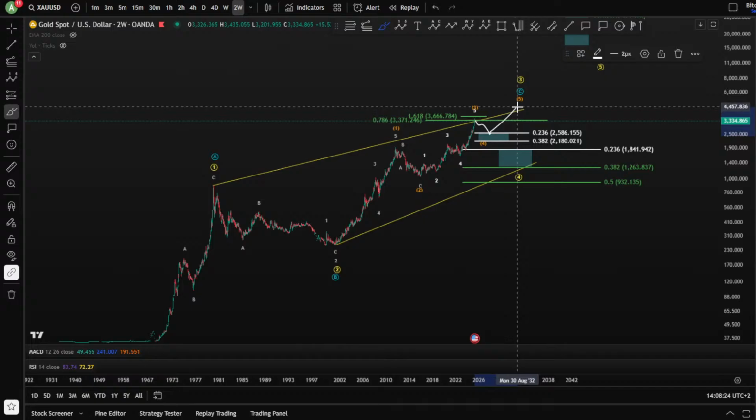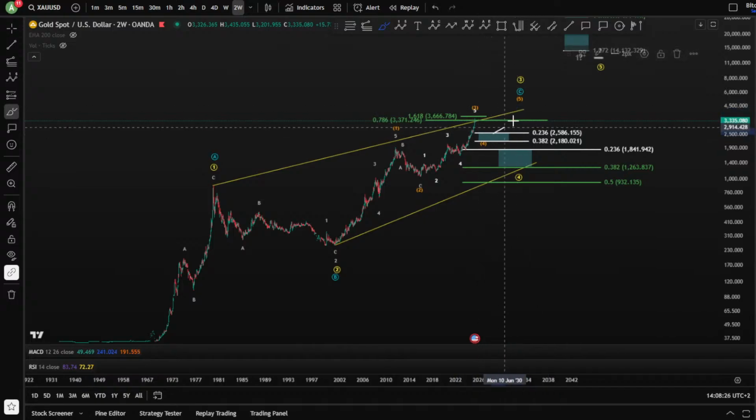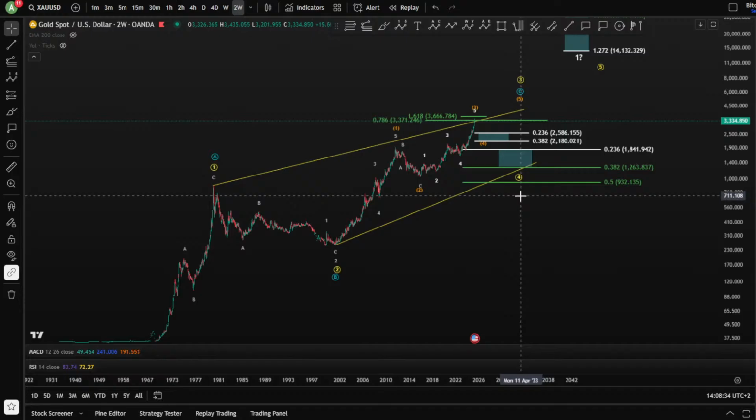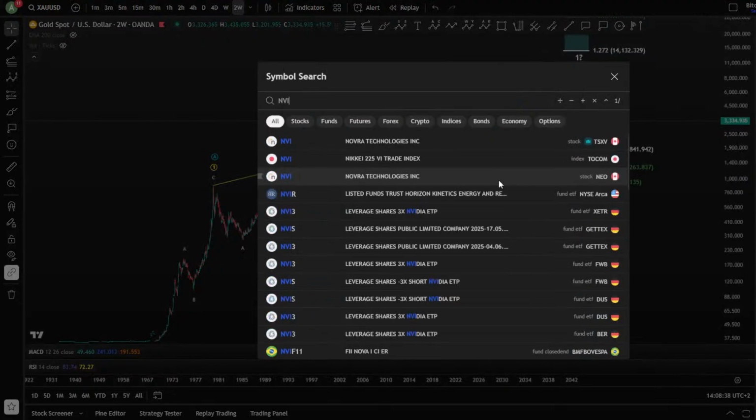Okay. So definitely you need this target to move for a wave 5 towards the 5K. Right. So this is what's going on with gold, guys. All right. Let's move for Nvidia.